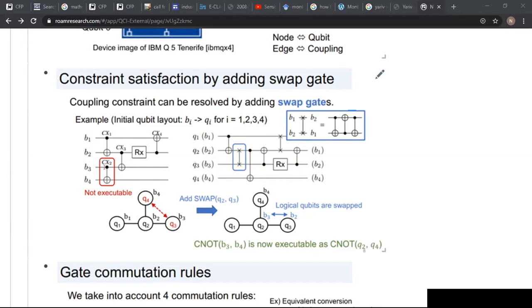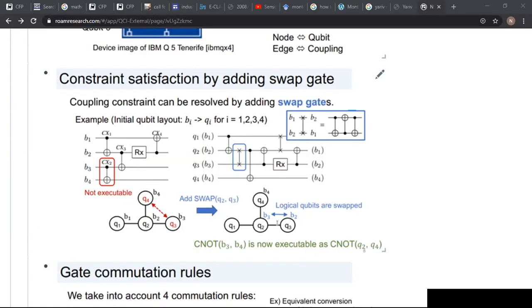But we are about to perform the operation between B3 and B4, which is a CNOT operation. So what we do is we put on a swap gate between Q3 and Q2. So basically you try to interchange the states of both the qubits. So your physical qubit Q3 will hold the logical state of B2, and your physical qubit Q2 will hold the logical state of B3. So you are performing the CNOT operation between the logical states of qubit B3 and B4.